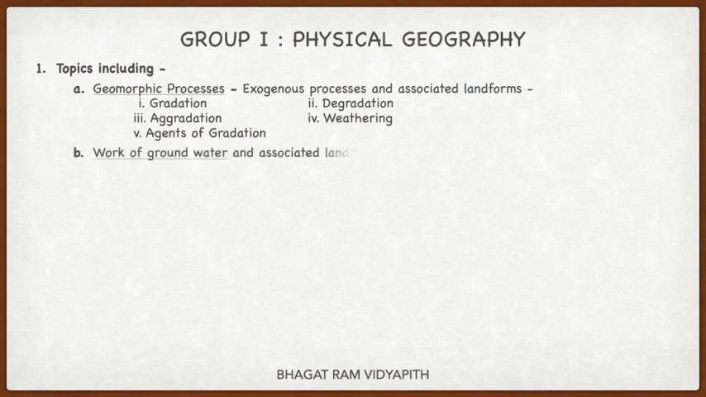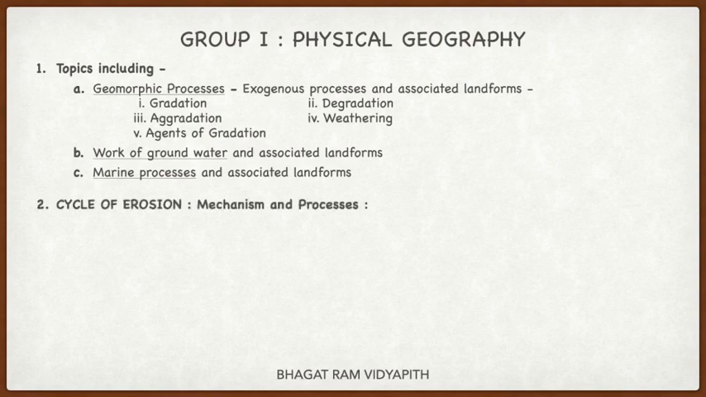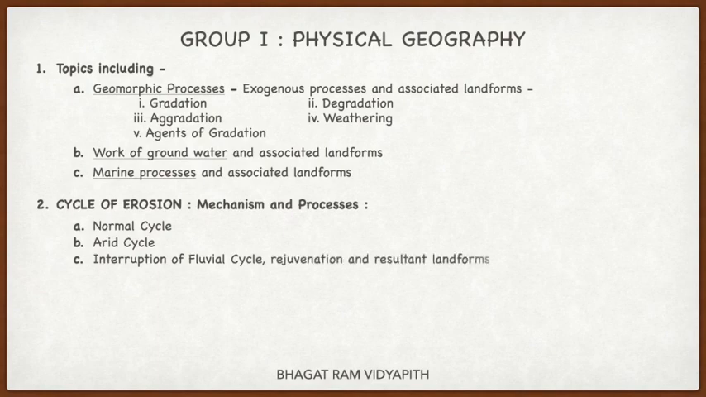After this, we have work of groundwater and associated landforms, followed by marine processes and associated landforms. The second section is cycle of erosion, which will have mechanisms and processes including normal cycle, arid cycle, and interruption of fluvial cycle, its rejuvenation, and the resultant landforms that occur because of it.